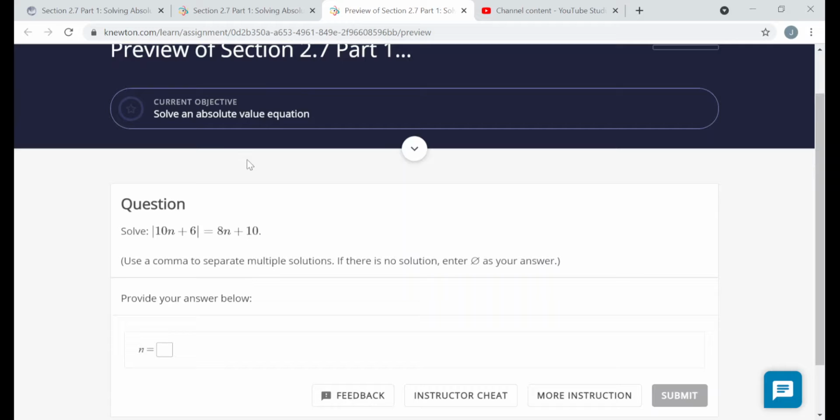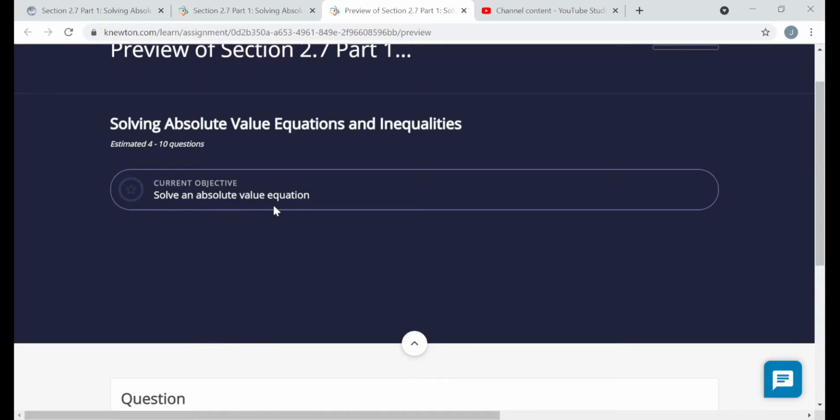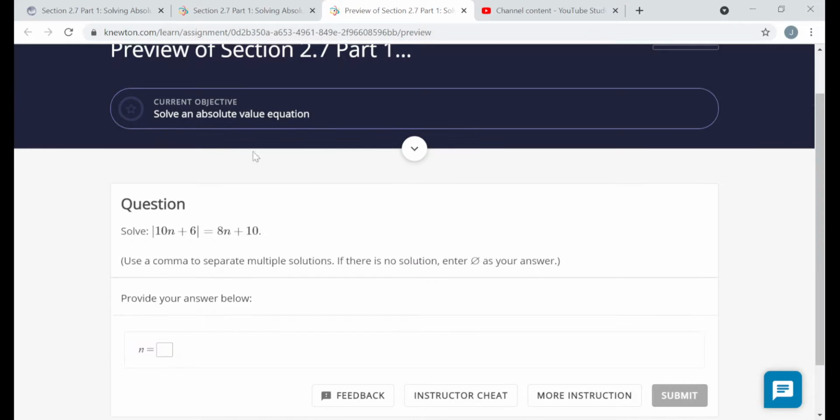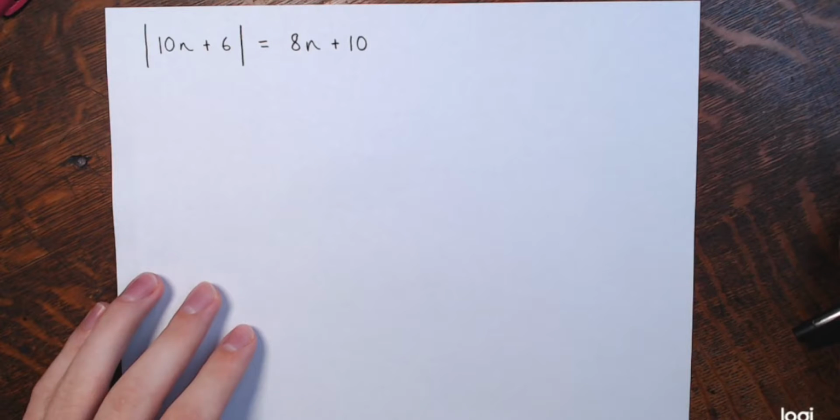Alright, so the first question, and this is the only objective in this section, right? Solve an absolute value equation. So every single question is on this objective. And I'm going to write this on a separate piece of paper and work on it. Alright.